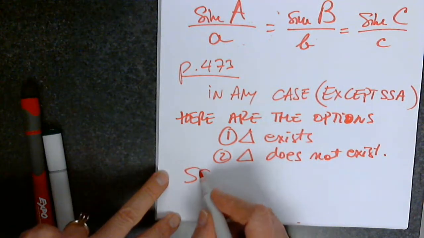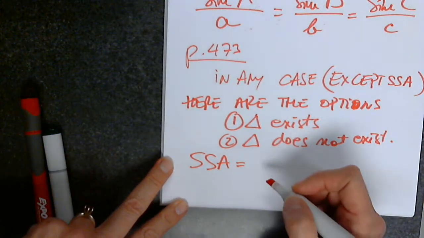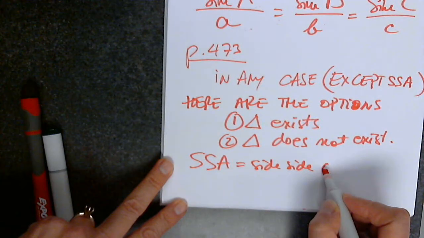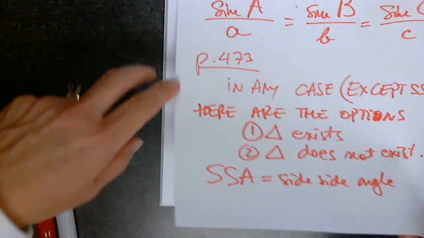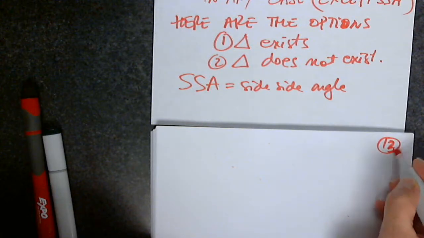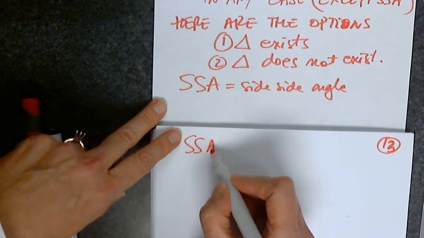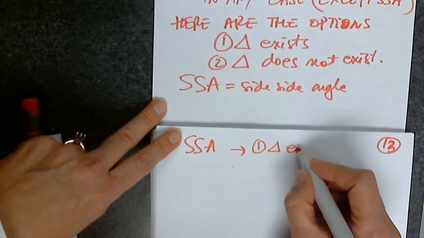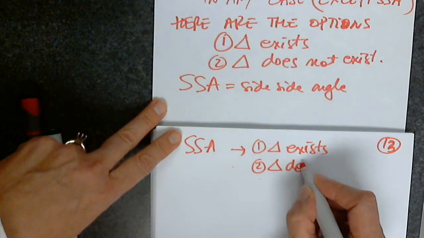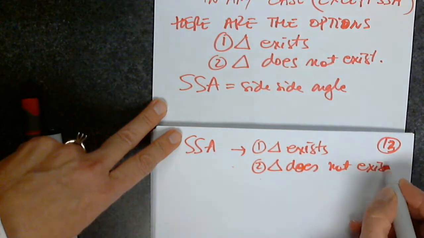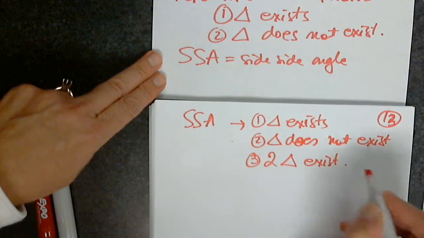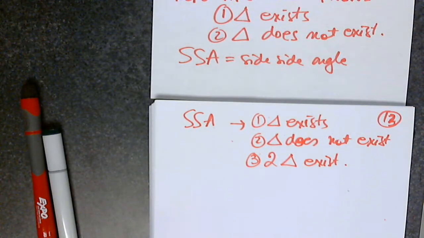However, side-side angle is called the ambiguous case. Side-side angle. This is special. It has 3 options. This is the only one with 3 options. For side-side angle, option number 1, triangle exists. Option number 2, triangle does not. Option number 3, 2 triangles exist. It's called the ambiguous case.